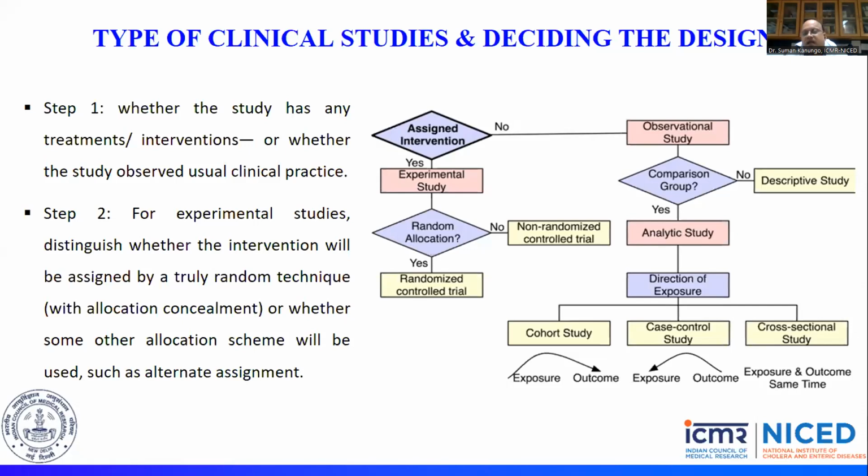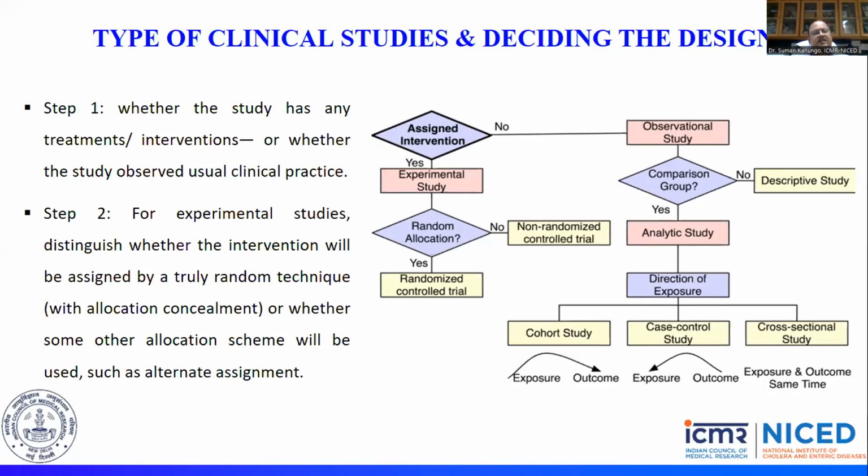Now, it depends on the direction of exposure. In a cohort study, we go from exposure to the outcome. In the case control study, as was discussed earlier, we go from outcome to the exposure. And in the cross-sectional or snapshot studies, exposure and outcome are measured at the same time. The cross-sectional study snapshot can be taken many times going forward in time, which we call a longitudinal cross-sectional study.